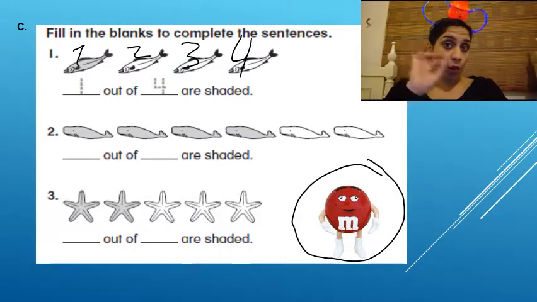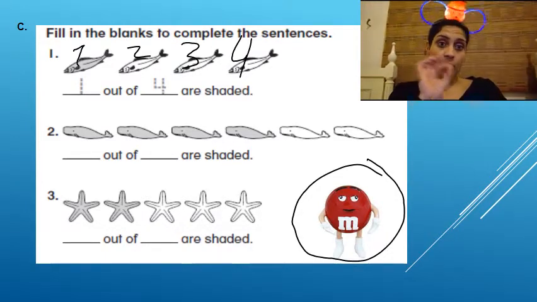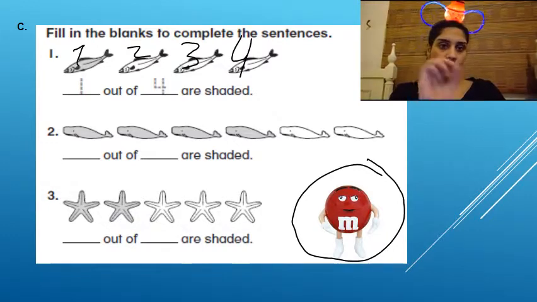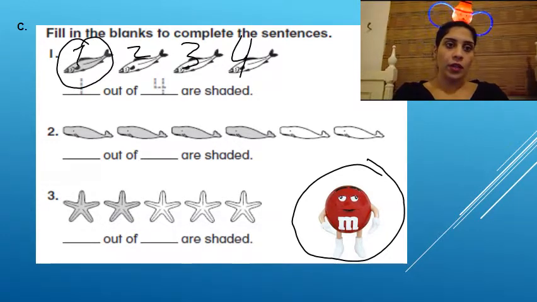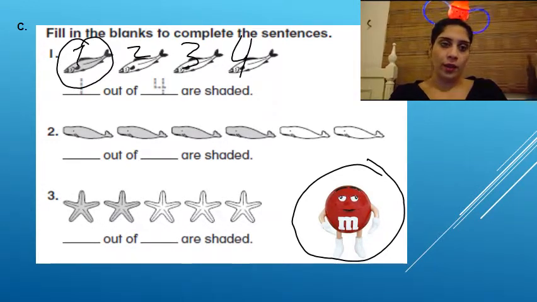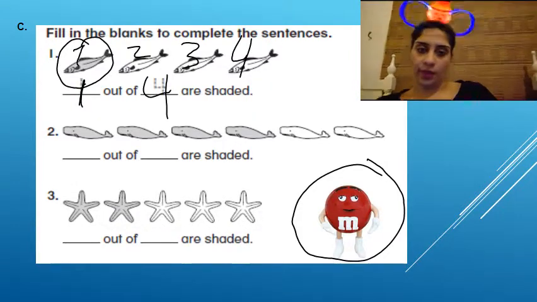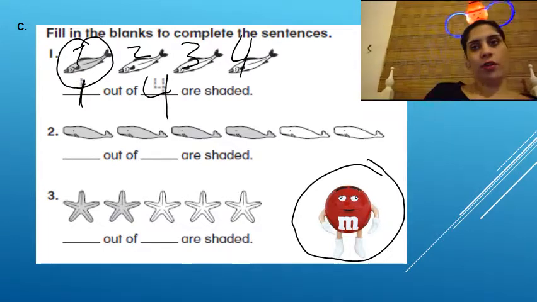It means that how many are colored inside, not white, they are gray. Only this one here is colored inside gray. Then we have 1 out of 4 are shaded. The second one, are you ready here?